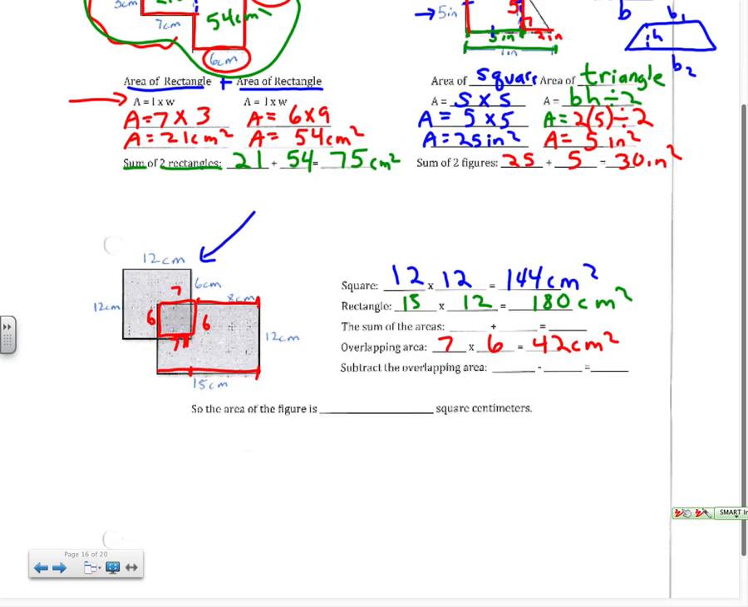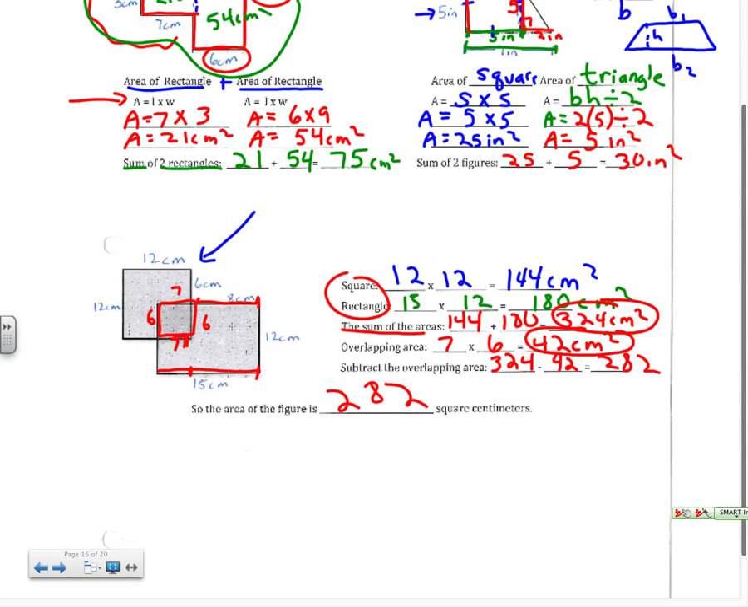Okay, I actually forgot to find the sum of these two areas. If I add 144 plus 180, I get 324 centimeters squared. So I have the sum of both figures, and I have the overlapping part. Now I want to remove the overlapping part, so I subtract it from 324. 324 minus 42 is 282. So the area of the figure is 282 square centimeters.